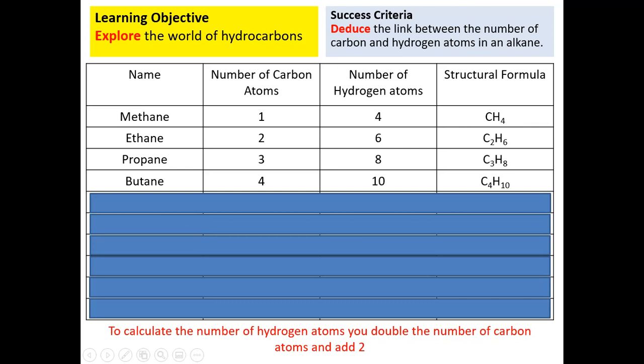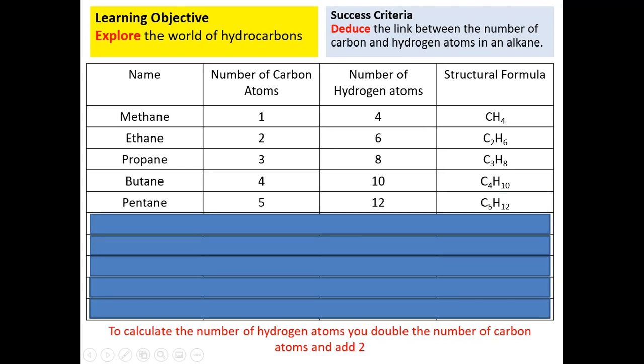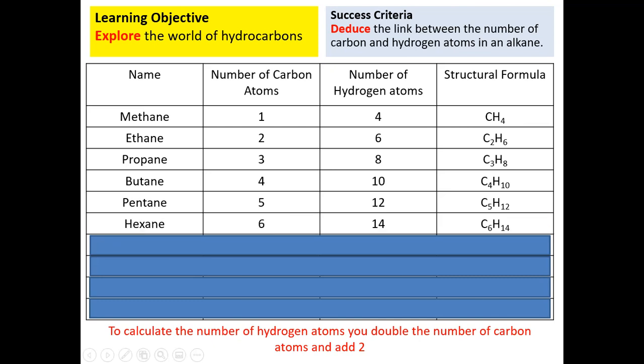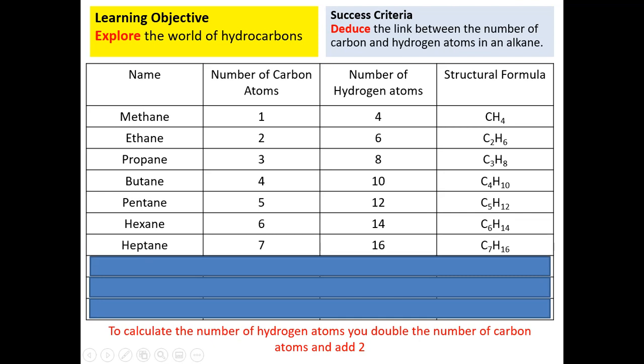Right, so let's see how you did. So we've already said the name of the next one is pentane. So carrying on going down, we should find it's got 5 carbon atoms, which means if we double it and add 2, we get 12. So the next one, C5H12. Going on is hexane, hex meaning 6. 6 carbon atoms, 6 times 2 is 12, add 2 is 14, so C6H14. Next one is hept. So we've got a heptagon, and now we've got heptane, so 7 carbon atoms, 16 hydrogens, C7H16.